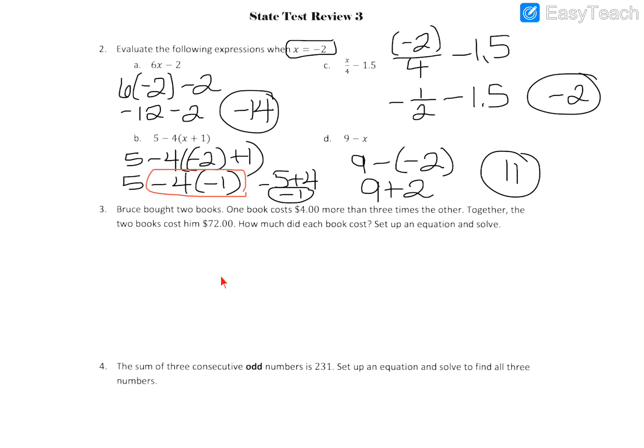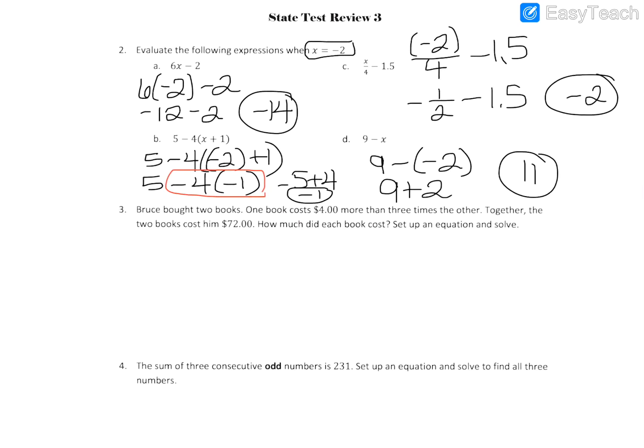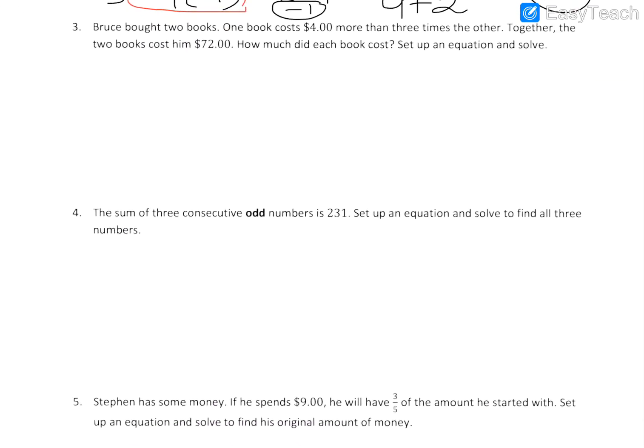Okay, let's go down to number 3, if I can do it. I don't know why. Sometimes it works, sometimes it doesn't work. There we go.